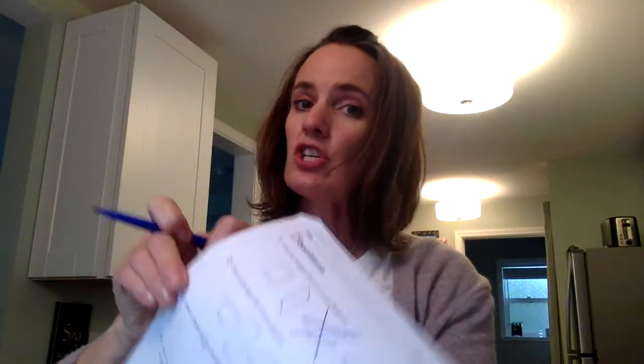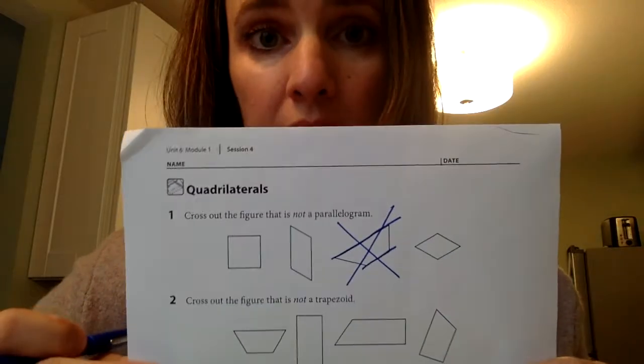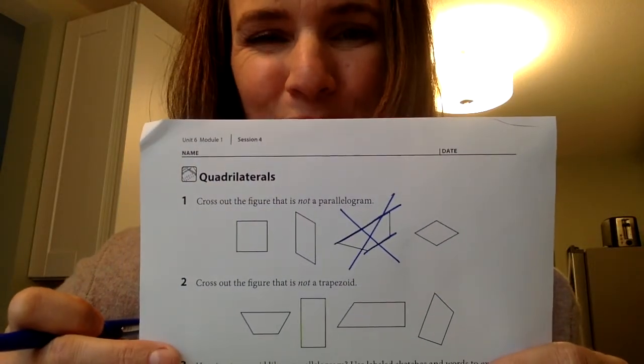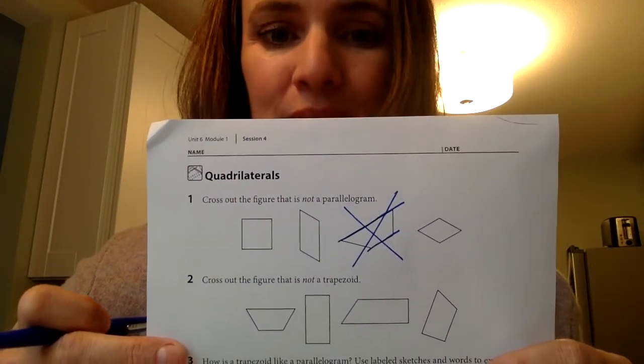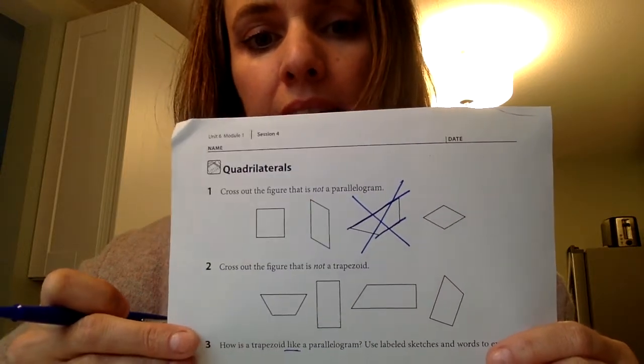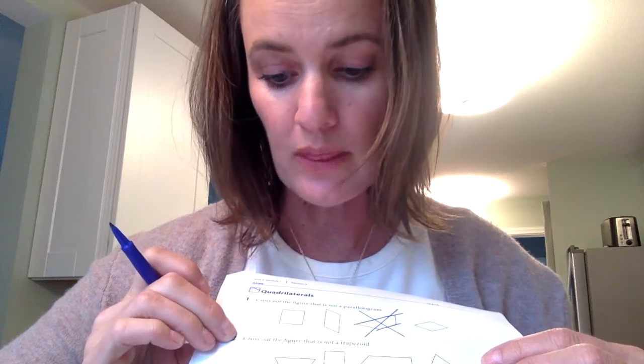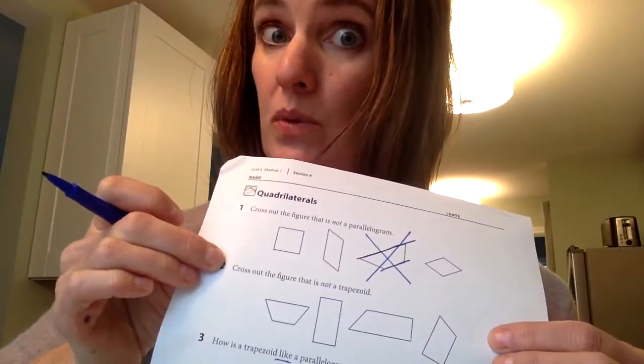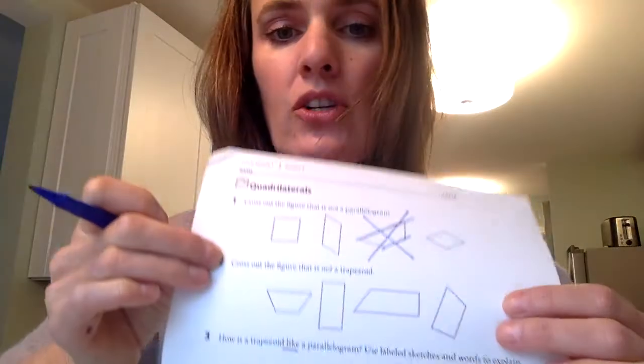Now, all of these shapes in that top section have how many sides? 4. So they're all quadrilaterals. Let's look down at the second section here, number 2. Cross out the figure, just one, that is not a trapezoid.